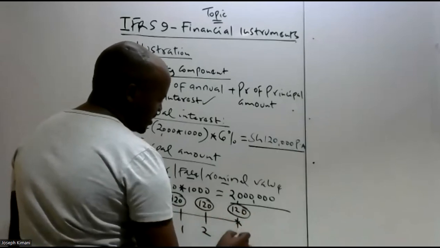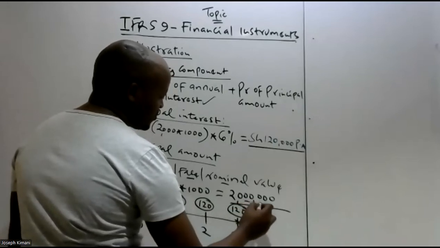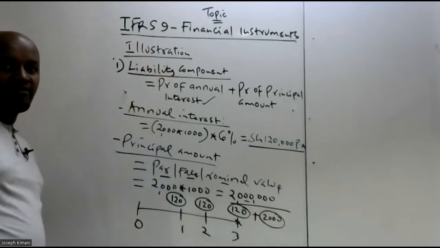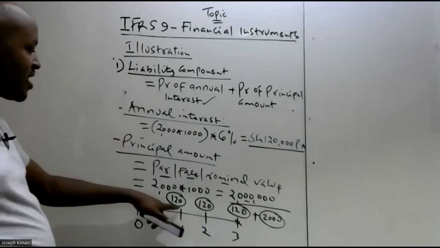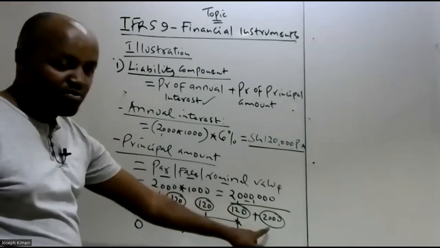And also at the end of the 3rd year, other than paying interest, the company will also be required to pay back this principal amount of how much? Of 2,000. So for us to get this liability component, we have said we need to discount this annual interest, and also the principal amount.